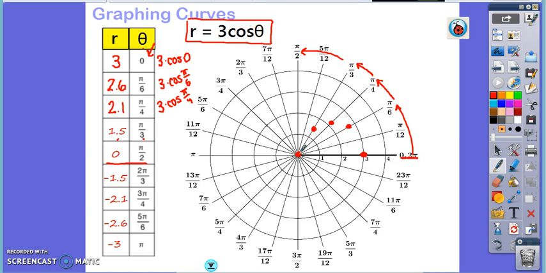whole shape on there. We're at 2 pi over 3, and I need to go out a radius of negative 1.5. That's backwards, you know. Alright, now my next point, 3 pi over 4, I'm at negative 2.1. I'm at 5 pi over 6, I'm at negative 2.6. And then I'm over at pi finally, and I go negative 3, and I actually get back to the beginning. It is a circle.